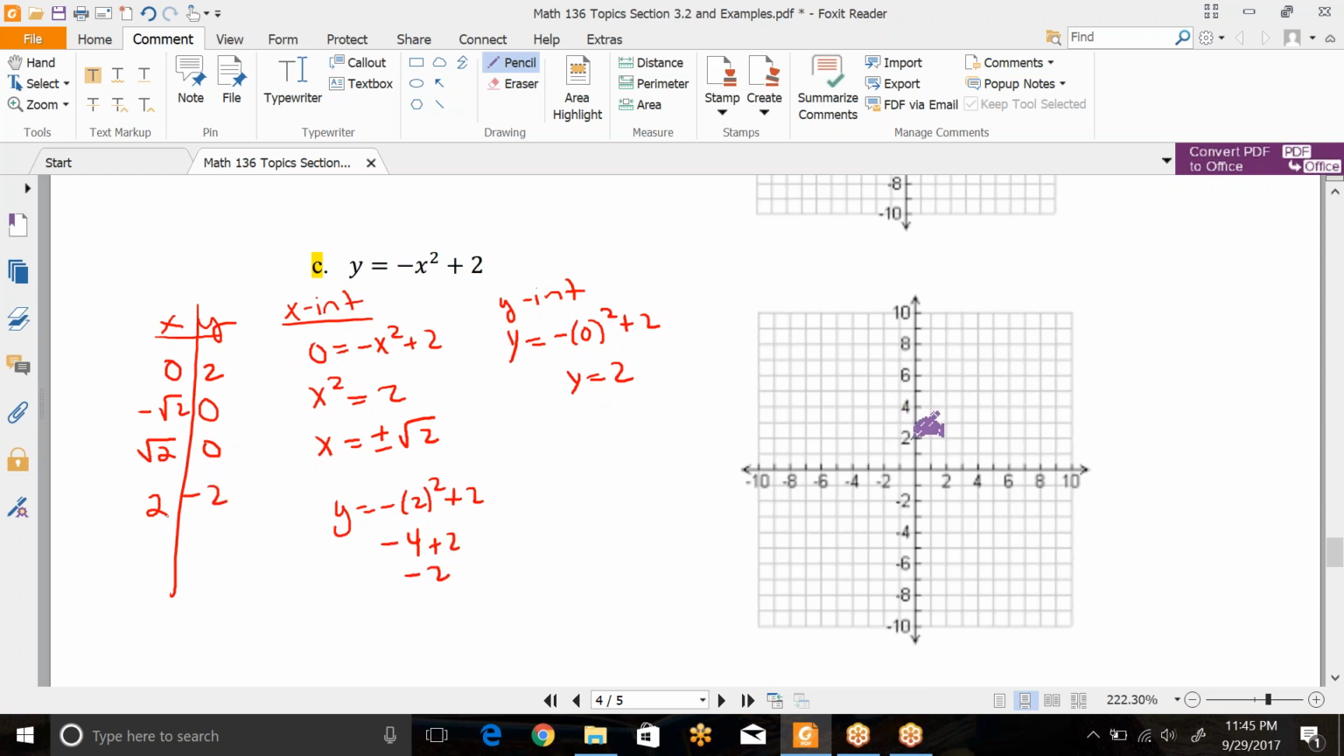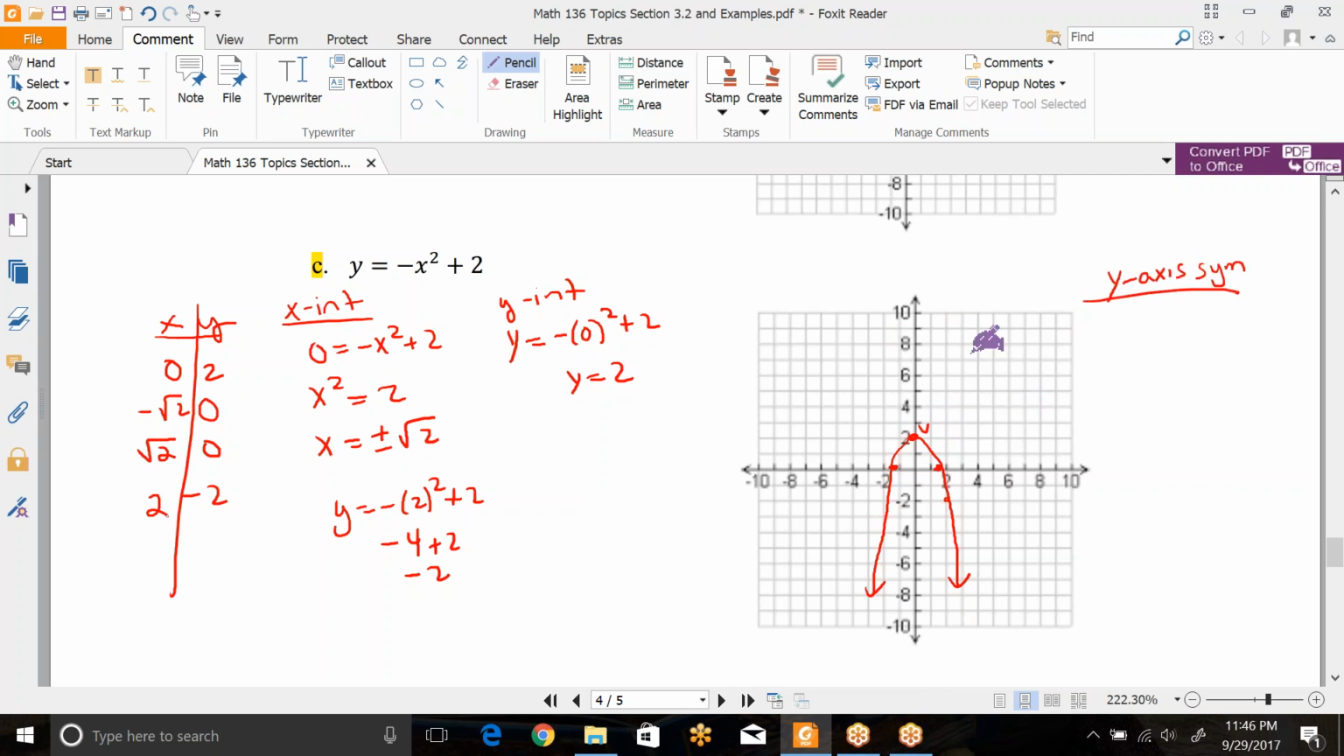Okay, so let's plot what we know. 0, 2. Negative square root of 2 would be about negative 1.4, so that's almost halfway there. That would be positive 1.4. And then 2, negative 2 would be down here. So this kind of matches with that U shape that we expect. And because this point is exactly halfway between the two intercepts, I know that's my vertex of my parabola. We talked about that a little bit in class. So that's the vertex. Now, this one has y-axis symmetry.